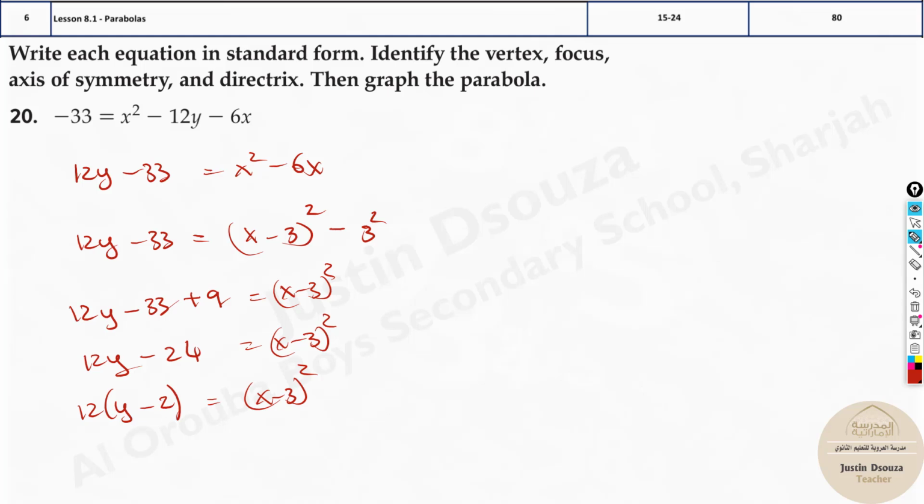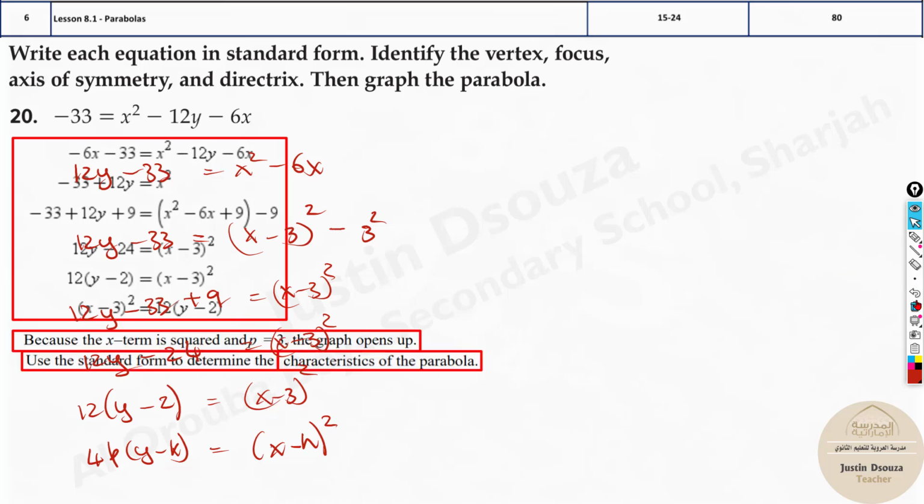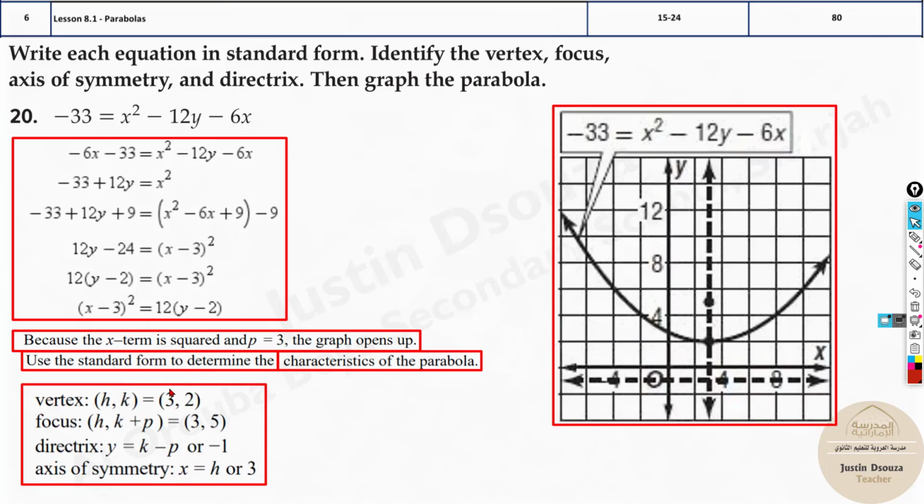Now write the standard form. Which form does it belong to? Just now we wrote this, right? 4p into y minus k. It's not h. x is with h. y is with k. I just got confused. h is with x. x minus h the whole square. That's the answer. The standard form is 12 times y minus 2 equals x minus 3 the whole square. I hope that you're finding this method easier. See, that's the correct answer. And you can graph it up and get the vertex.